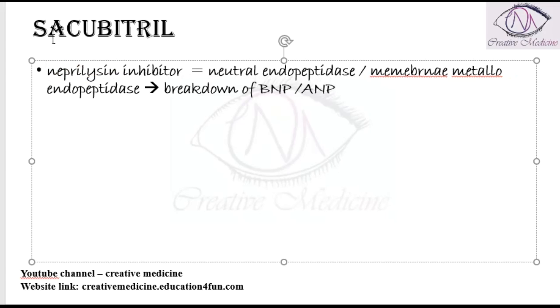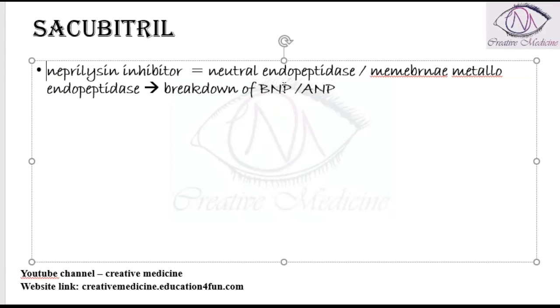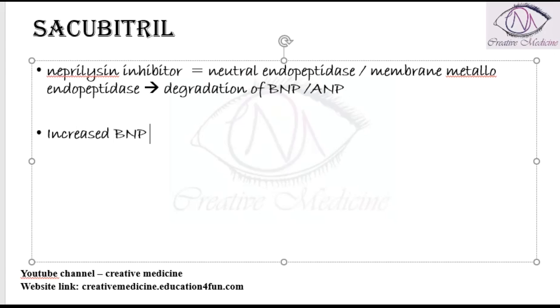Now this neprilysin inhibitor, this sacubitril, will mainly inhibit the neutral endopeptidase or membrane metalloendopeptidase. So when it inhibits the neutral endopeptidase, there won't be any degradation of brain natriuretic peptide or atrial natriuretic peptide. When there is no degradation of brain natriuretic peptide and atrial natriuretic peptide, in this condition increased brain natriuretic peptide and atrial natriuretic peptide can be seen.